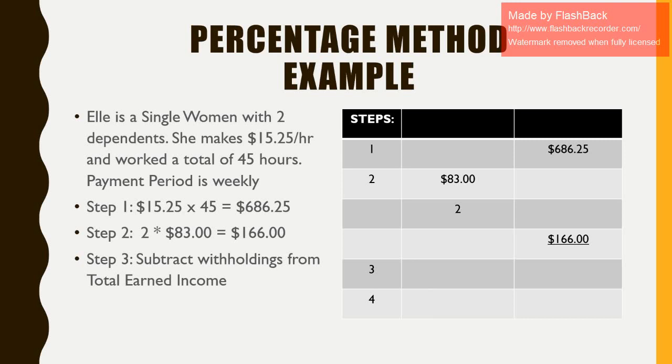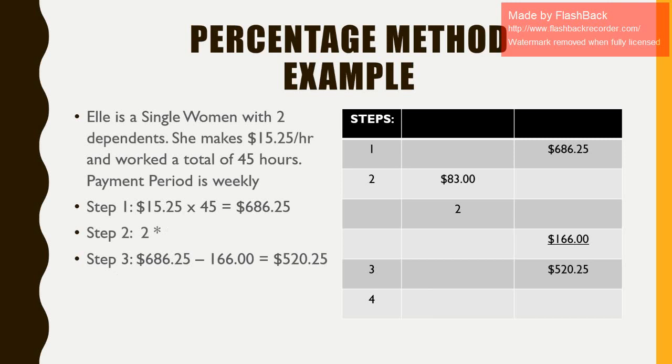Sorry, I changed the formatting and the wording for it. So if I were to subtract the withholdings from the total earned income, so if I take 166 and subtract it from the $686.25, what do I get? $520.25. Yes, you're going to get $520.25, which is your total amount that's going to be subject to be taxed.